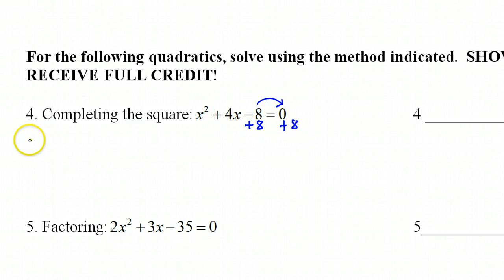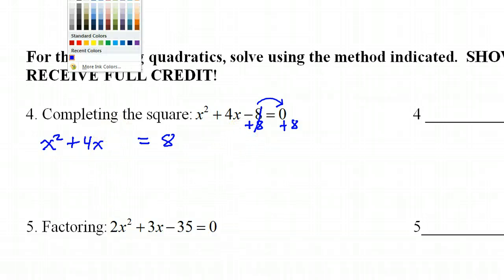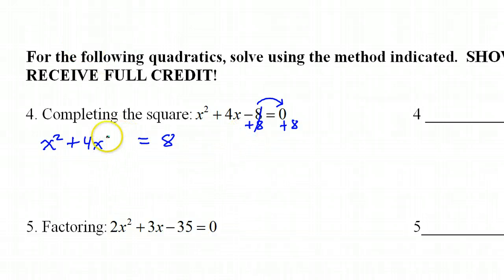Alright, that's going to give us x squared plus 4x, leave a space, is equal to 8, because those canceled out. Now we're going to complete the square with that special number that comes from doing half of the middle squared. Half of 4 is 2. 2 squared is 4. Okay, so I'll do plus 4. If I add 4 on the left, I've got to add it on the right.